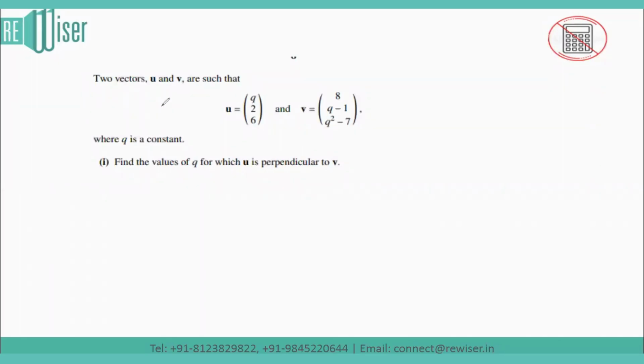Hello students, the question says two vectors u and v are given, where q is any constant. The first part of the question says: find the values of q for which u and v are perpendicular.